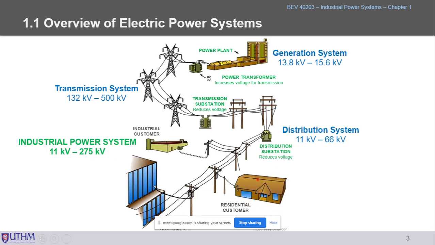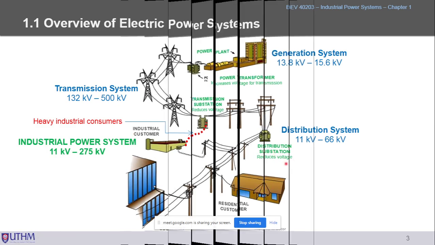This is a residential consumer. If it is heavy industrial, they will have the power directly from the transmission system, from the transmission substation. It is not from the distribution, which is only less than 66 kV. If the voltage requirement for that particular factory is between 11 kV to 66 kV, then they will have the power from the distribution substations.